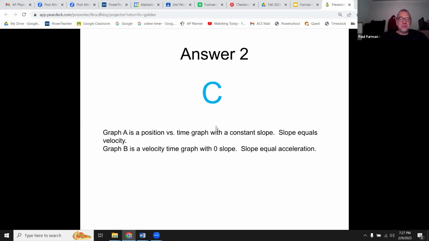Exactly. And the area quite often is meaningful. On a velocity graph, it is. We haven't gotten there quite yet. We'll touch on that here in just a second.